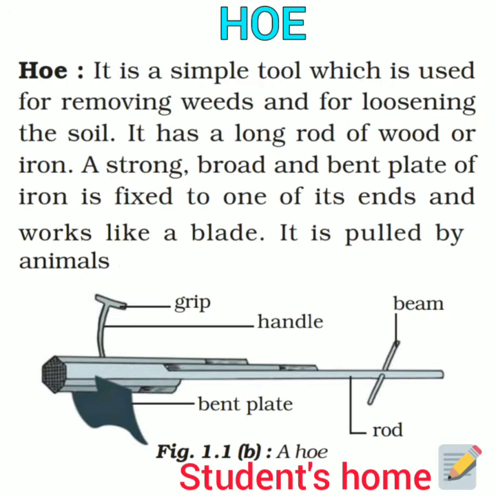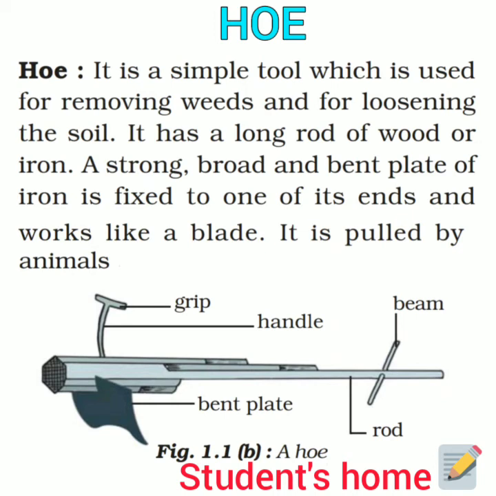So class, the next agricultural implement that you can see in the picture is the hoe. It is a simple tool which is used for removing weeds and for loosening the soil. It has a long rod of wood or iron. A strong, broad and bent plate of iron is fixed to one of its ends and works like a blade. It is pulled by an animal.